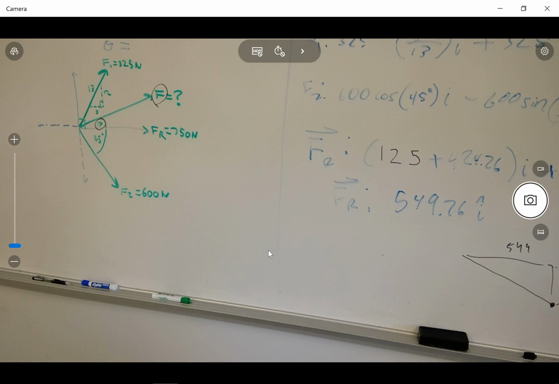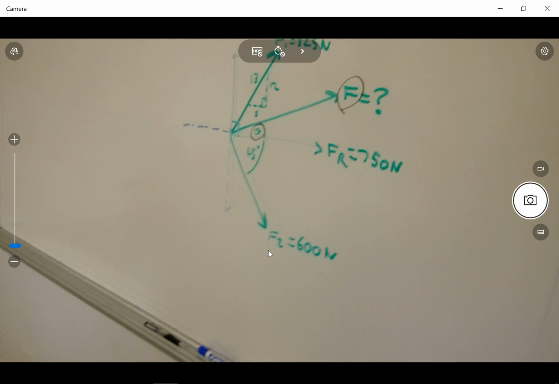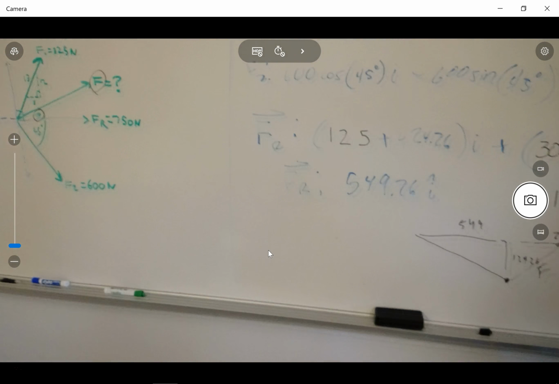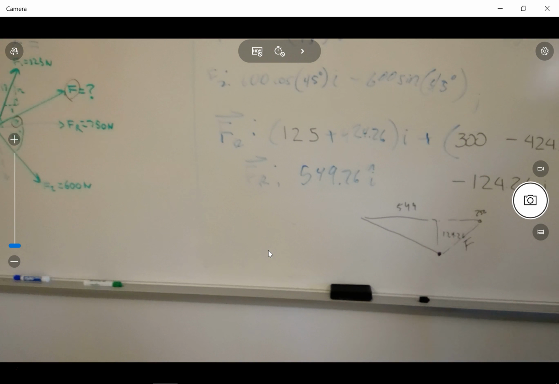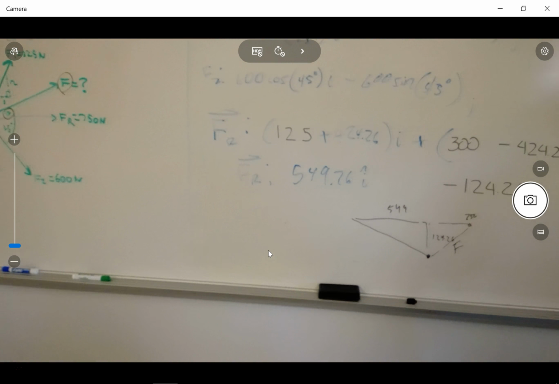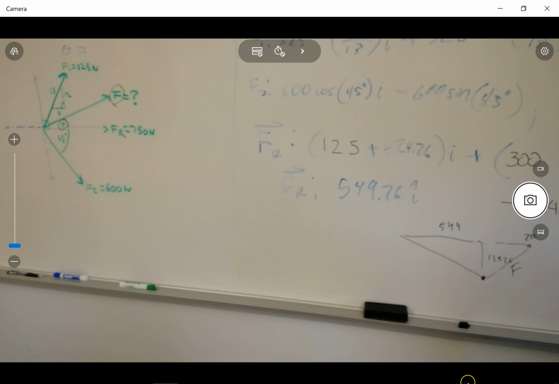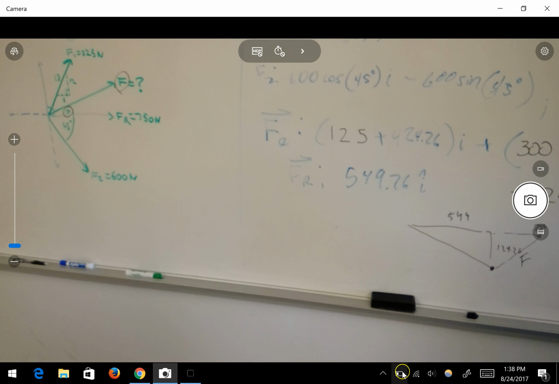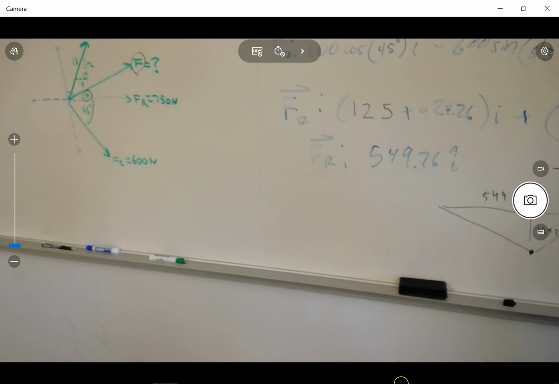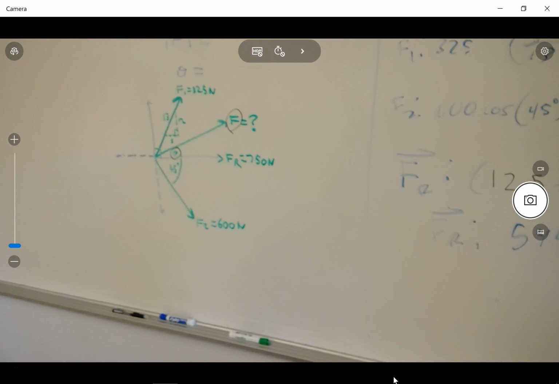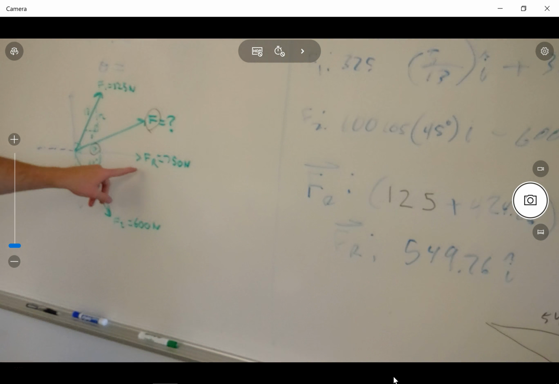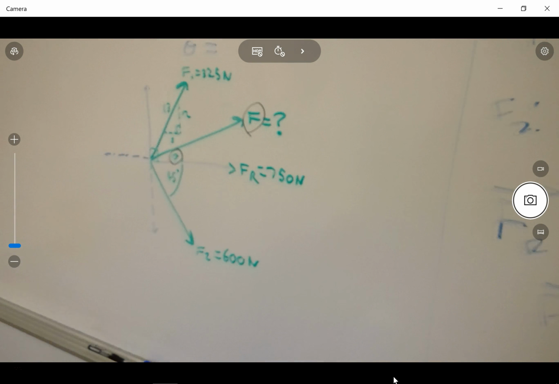So if you write that vector F in Cartesian form, it has a magnitude of F and an angle of theta, what would the x component of F be? This angle right here would be proportional to this. So that's how you use it. F cosine theta. Yep. So F cosine theta, right? And the y component would be F sine theta. So 750 equals F cosine theta.